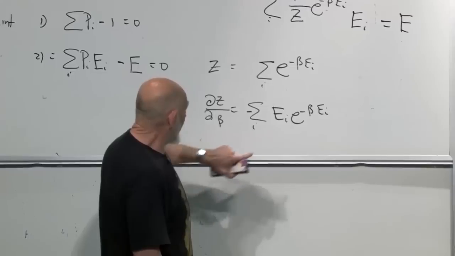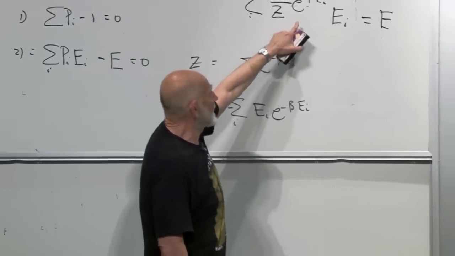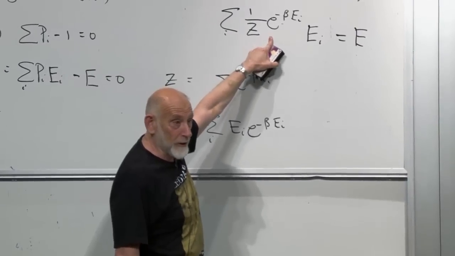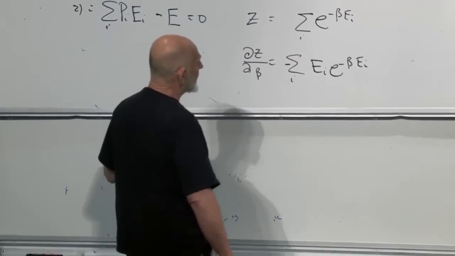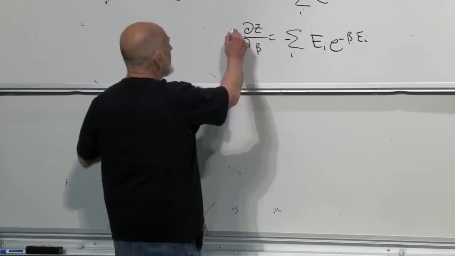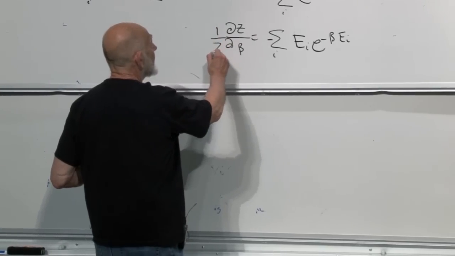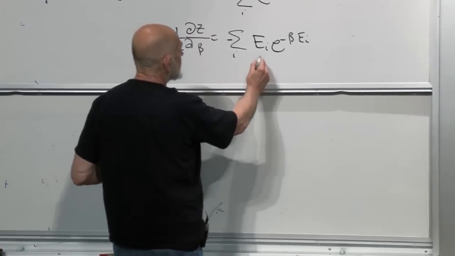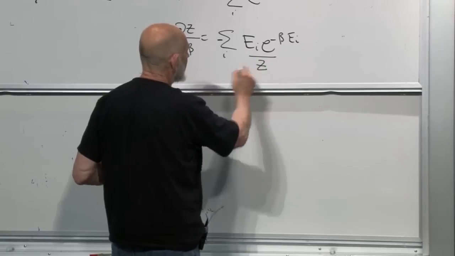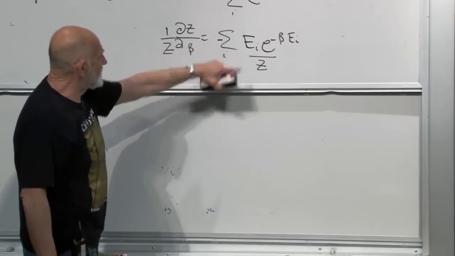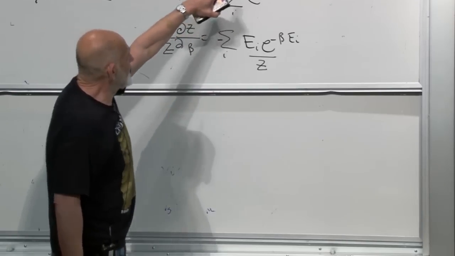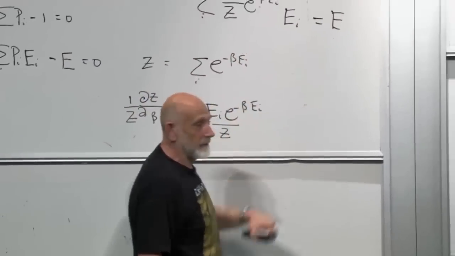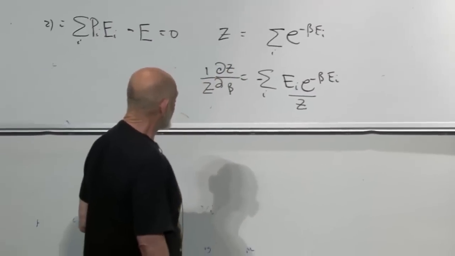Okay. And notice, look what I get. I get something which has a piece of the second equation here. So let's look at what we have. Let's divide by z on both sides. Put a z downstairs here. And now what is this sum? The sum is exactly the thing that we identified as the average energy.